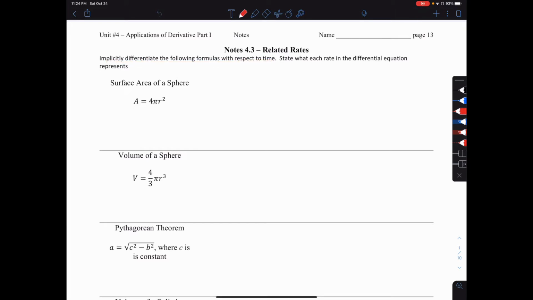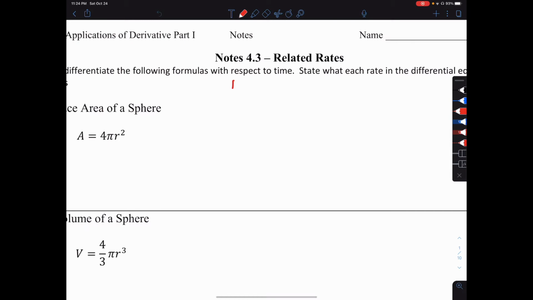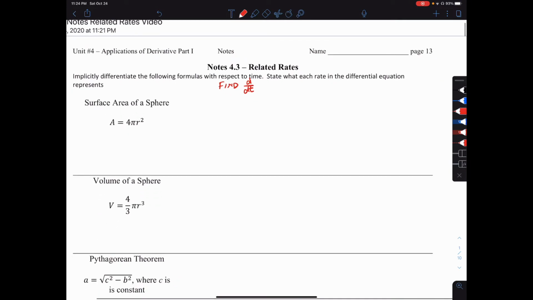So that means specifically we're supposed to find the derivative of something with respect to time. State what each rate in the differential equation represents. So we have this formula here, the surface area of a sphere. We are going to take the derivative with respect to time of both the left and the right side of the equation.